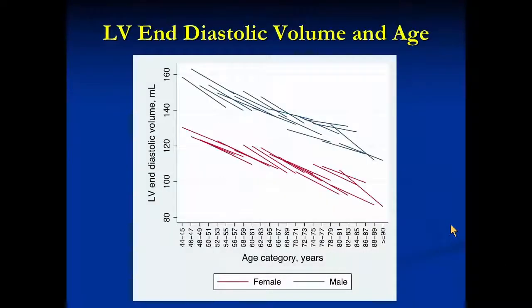And why does this happen? Well, this is data from the MESA study. It shows that as we get old, our heart becomes smaller, in men, in blue, and in women. And we imaged these participants 10 years later, and the hearts were even smaller. So there is a cohort effect, and there is a longitudinal prospective effect.